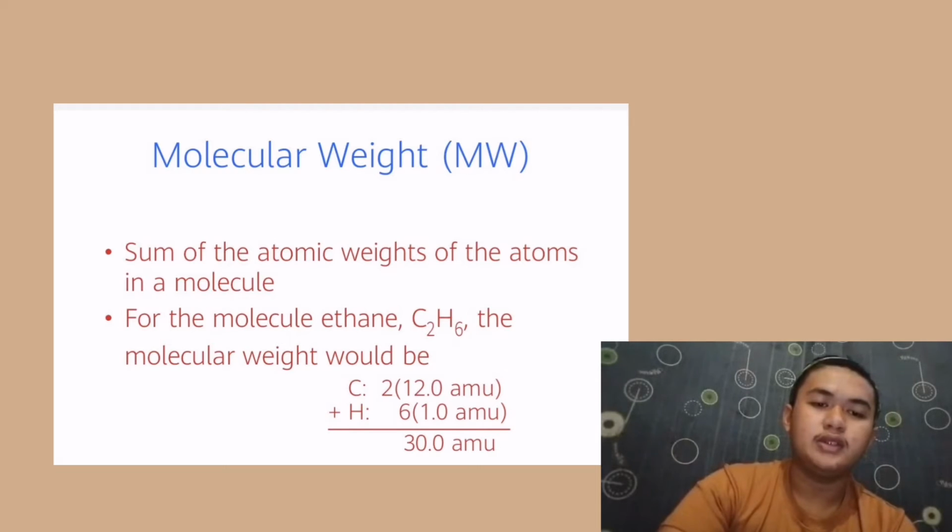Molecular weights: the sum of the atomic weights of the atoms in a molecule. For the molecule ethane, C2H6, the molecular weight would be C2 24.0 atomic mass units plus H6 6.0 atomic mass units, which is 30.0 atomic mass units.